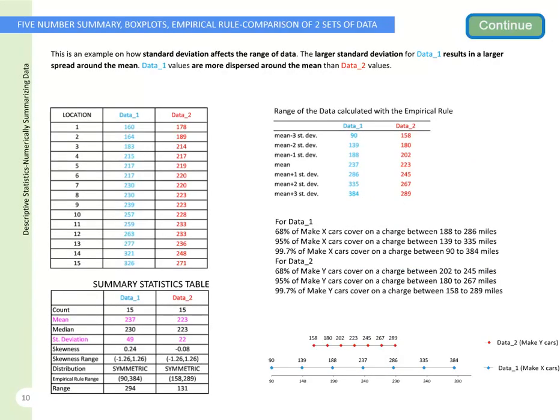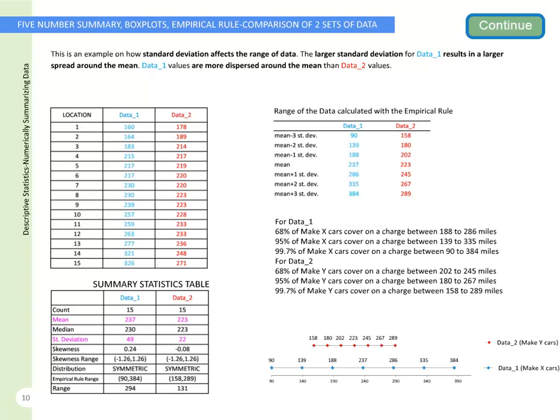Data 1 comes from a random sample of 15 electric cars of make X and represents the mileage covered on a charge. Data 2 comes from a random sample of 15 electric cars of make Y and represents also the mileage covered on a charge. I'll assume that the distributions of both sets are bell-shaped. Based on the empirical rule, 95% of the data 1 is within 2 standard deviations from the mean. That means that 95% of make X cars cover on a charge between 139 and 335 miles. Based on the empirical rule, 99.7% of the data 1 is within 3 standard deviations from the mean.